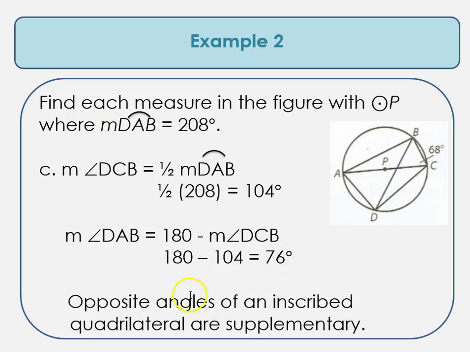Now, opposite angles of an inscribed quadrilateral are supplementary. So this is where you can use that in your drawing, and it would benefit you to draw this and add all the arc measures in there so you can see it clearly.